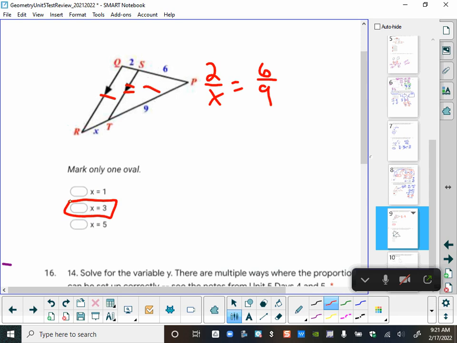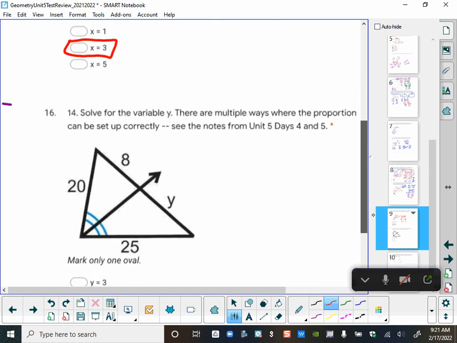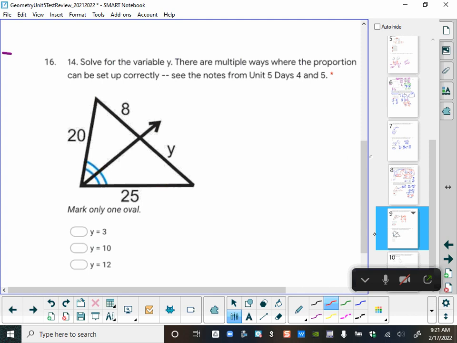I think going forward, we understand what's going on. We're going to go forward because the goal is connections, connections, connections. By now you should be professionals at solving these types of problems. We're doing the same for the next one. I want to talk to us real quick about this: there are multiple ways we could set up this proportion. So 8 over 20, y over 25. That is a way. I'm not going to disagree at all.